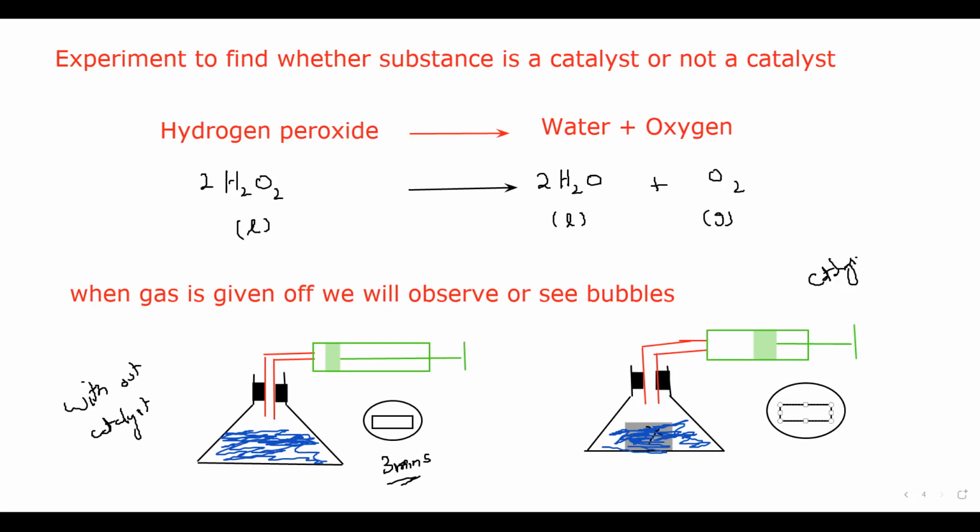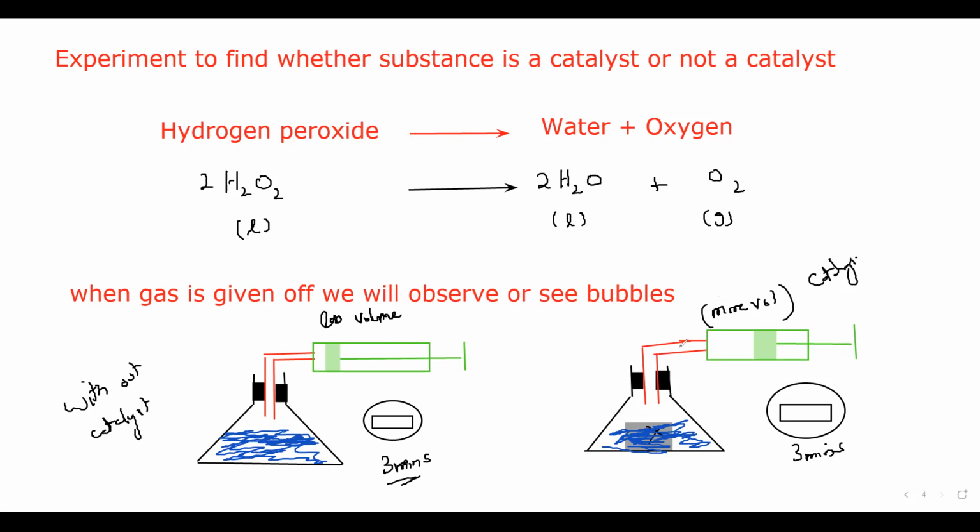If substance X is a catalyst, then in the same 3 minutes we will get more volume of the gas, because a catalyst speeds up the rate of the reaction. Without a catalyst, in 3 minutes we'll get less volume. So without a catalyst, the reaction is slower, and that's why a smaller amount of oxygen is given off. With a catalyst, the reaction is faster, so in the same time interval, a greater amount of the gas is given off.